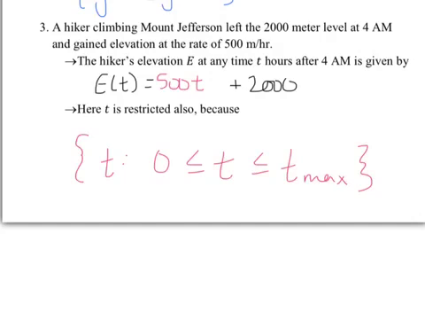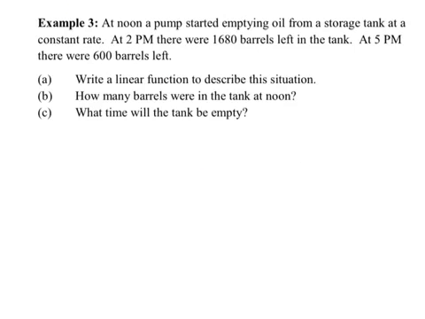Example 3 says, at noon, a pump started emptying oil from a storage tank at a constant rate. At 2 p.m., there were 1,680 barrels left in the tank. At 5 p.m., there were 600 barrels left in the tank, so clearly it's going down because, again, it's emptying oil. We want to A, write a linear function to describe the situation, B, discuss how many barrels were in the tank at noon, and C, talk about what time the tank will be empty.